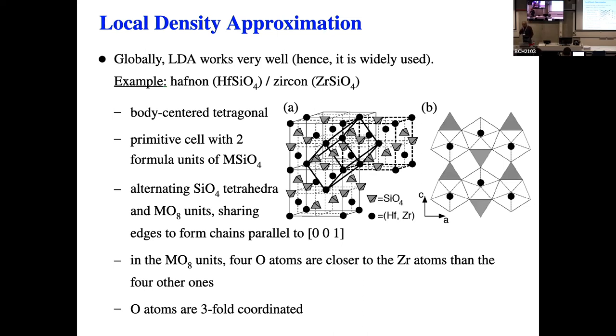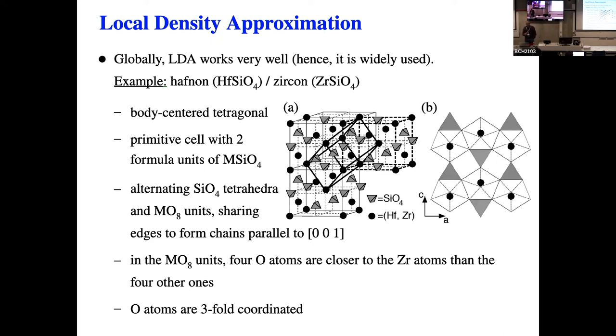Just to give an example, I'm going to show you the results for hafnon and zircon. So zircon, maybe some of you know it, something that you put in jewelry to replace a diamond. It's a cheaper version of diamond that looks a bit like diamond, say. And hafnon is the equivalent of zircon, where you replace the zirconium by hafnium.